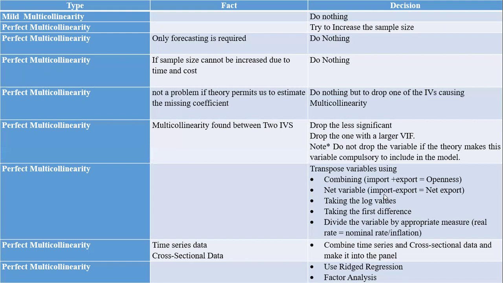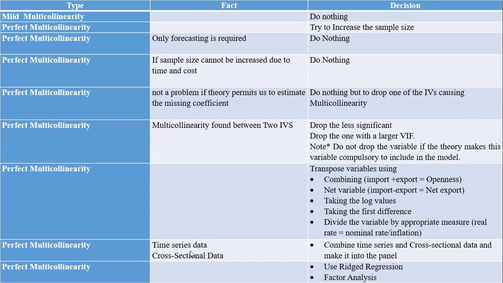If you find multicollinearity between import and export, you can subtract export from import and create net export. Examples like these would also be workable. You can take the log values, you can take the first difference, you can divide the variable by an appropriate measure. For example, real rate is equal to nominal rate divided by inflation. So you need to apply some transformation techniques in order to make it multicollinearity free.